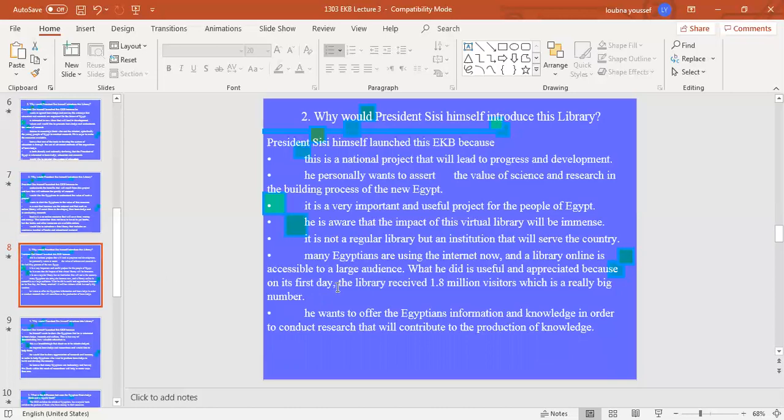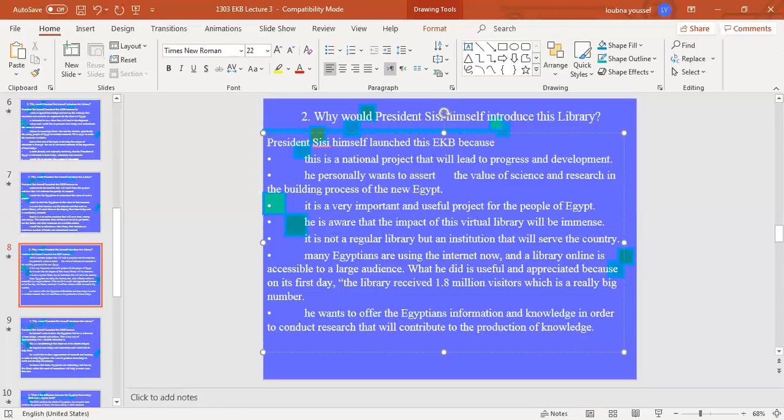Now, I want to use quotation marks here. I am showing you how to use quotation marks. The library received 1.8 million visitors, all right? And so if we do not use quotation marks, we will be regarded as plagiarists. And of course, this is not a good idea.